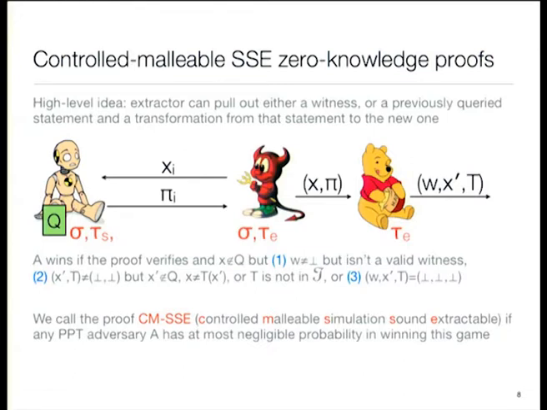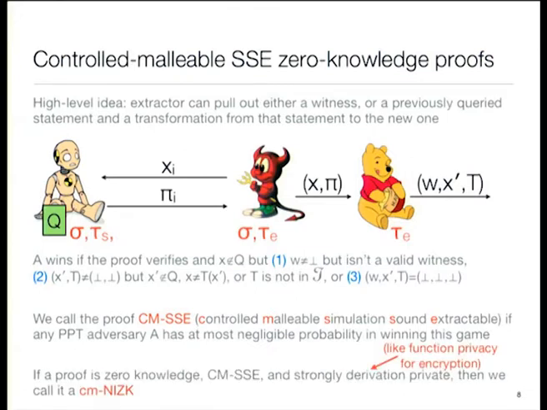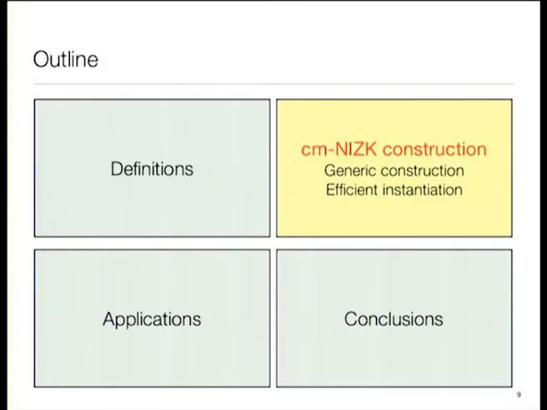And to reduce acronyms for the rest of the talk, if a proof is zero knowledge, has this notion, CMSSE, and something we call strongly derivation private, which essentially means that this evaluation algorithm hides the transformation, then we call it a CM NISIC, or controlled malleable NISIC. Okay, so I know this definition might be a lot to take in all at once, so don't worry, we're going to see it again in one second when I give the construction of the CM NISIC.